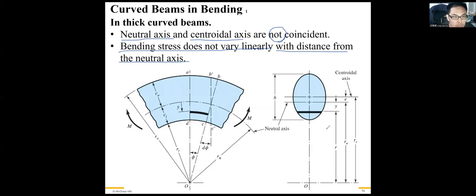That means, suppose we have the neutral axis, Rn, right? And the centroid axis right here. And these two do not coincide with each other. There's a distance e. Okay? And during bending, we can analyze a specific small element right here, and we define the distance from the center of the radius of curvature as r.